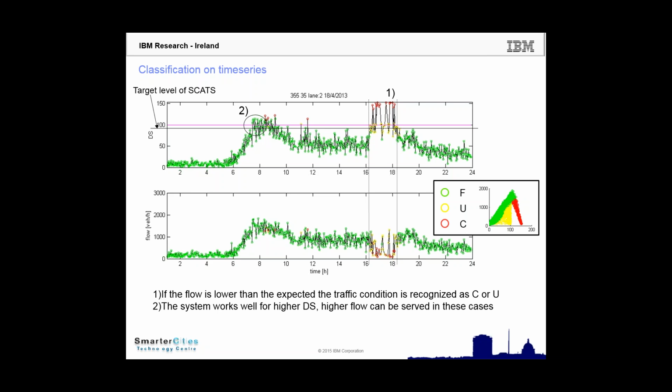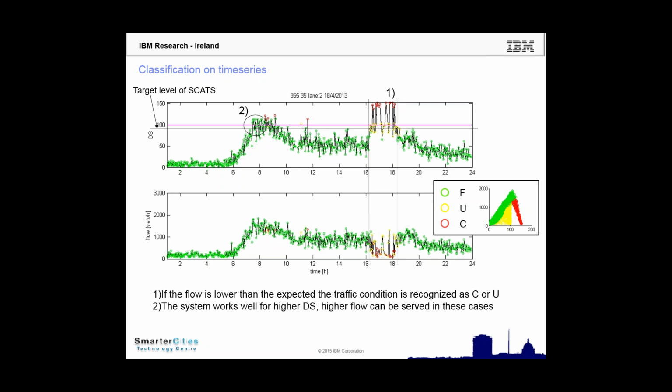So these two pictures represent the degree of saturation and the flow during all the day. The first thing I want to say is that in the diagram on the top, there is a line that shows the target level of SCATS, meaning where SCATS thinks that everything is going well. So where SCATS tries to push the traffic to be, okay? Above this line for SCATS there is congestion. Under this line the conditions are fine.